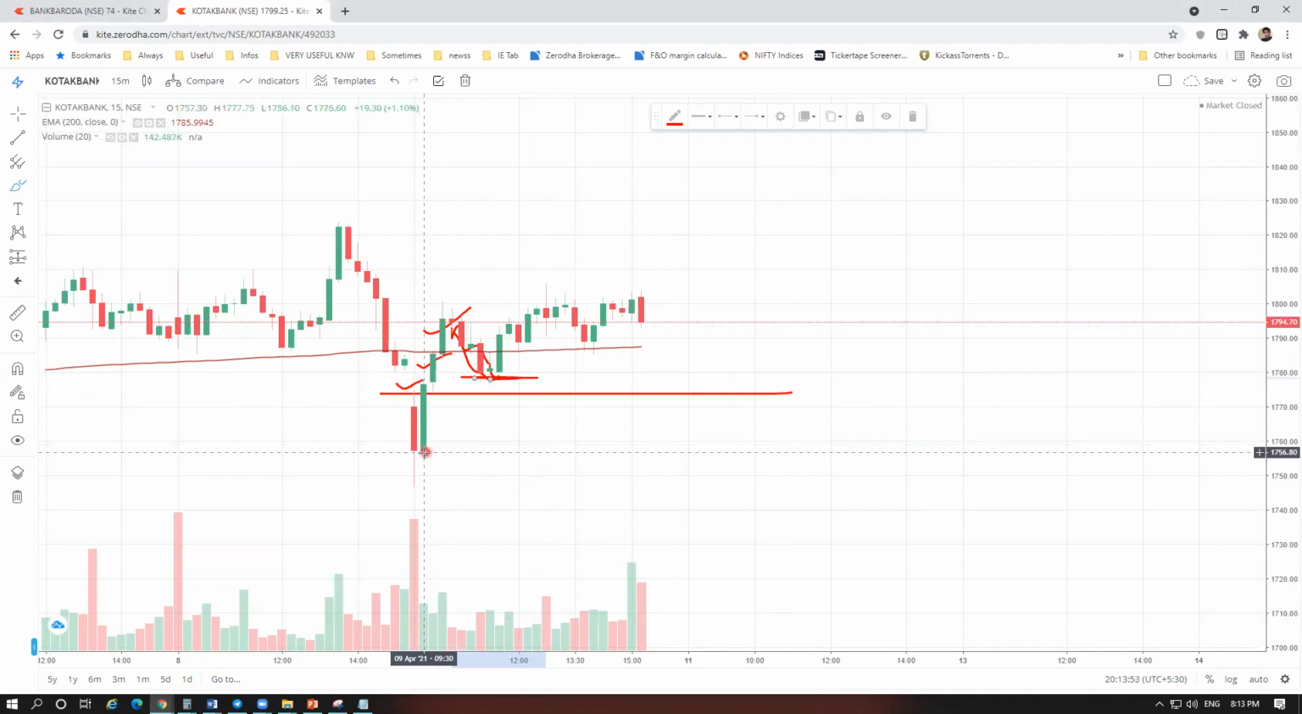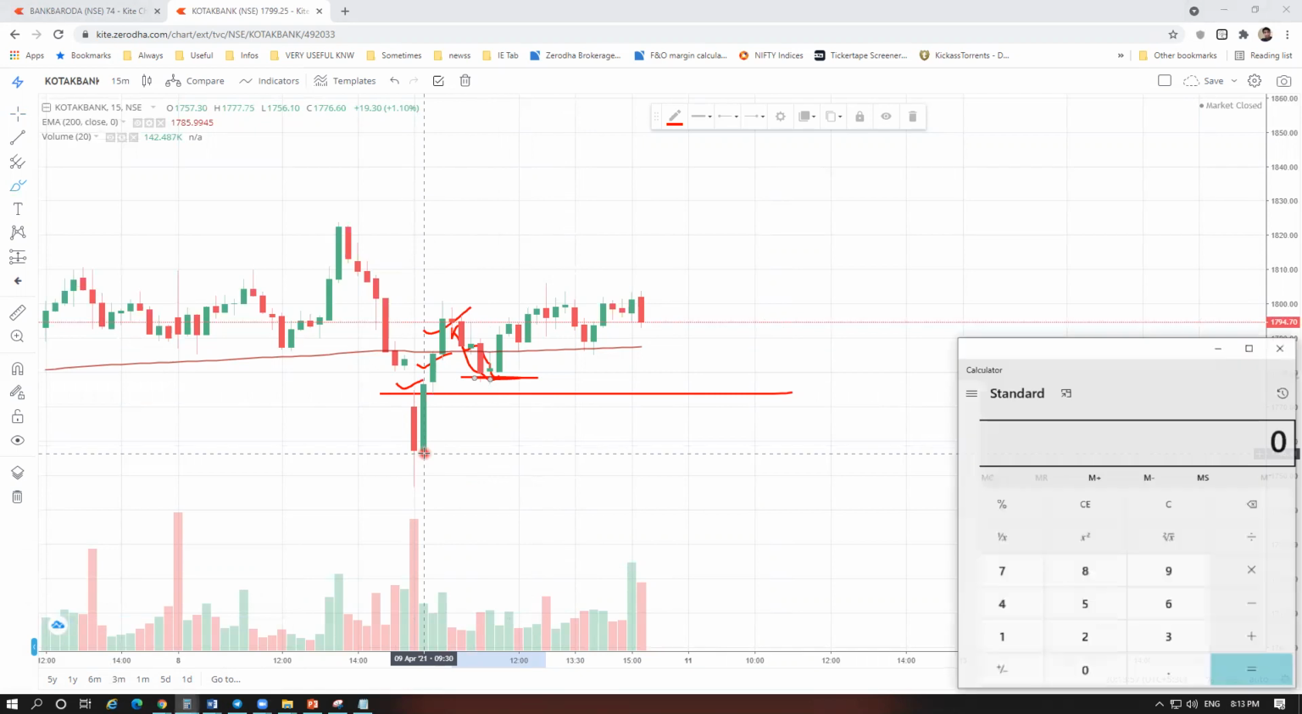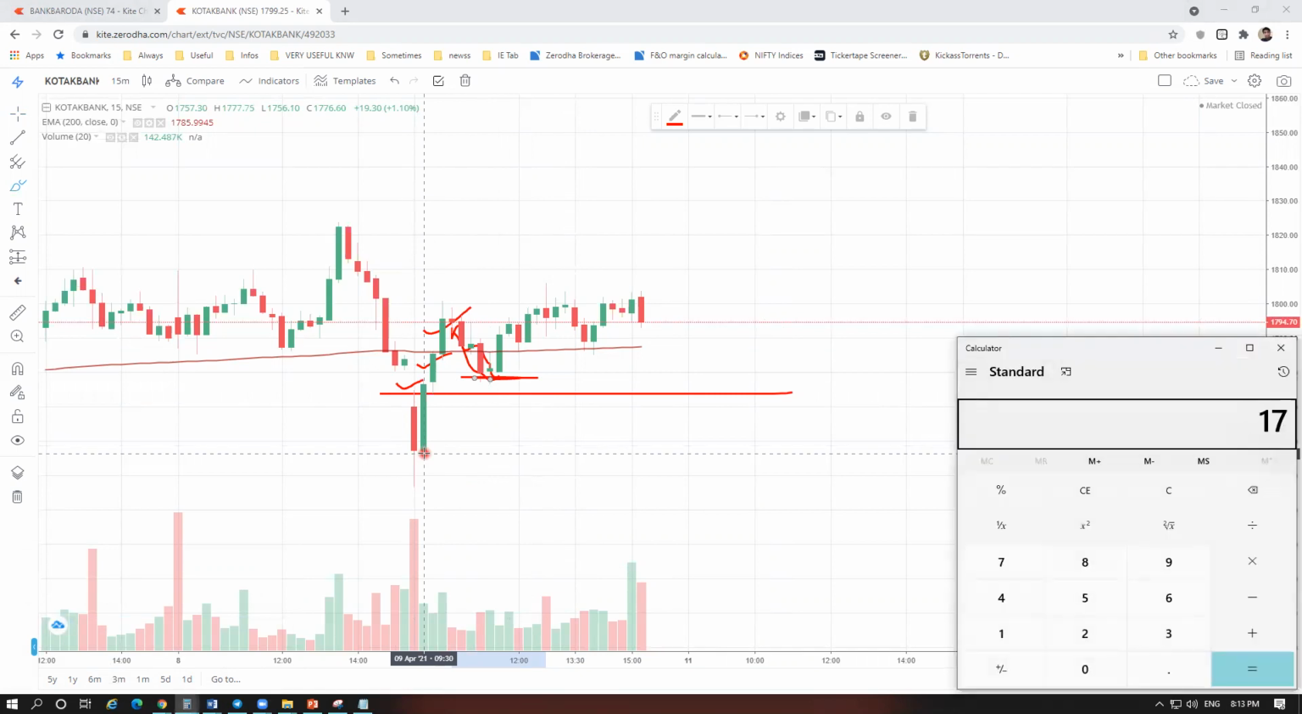Suppose you are waiting for a trade. Suppose you kept a stop loss of 1755 and taken a trade at 1780. 1780, 1755 is the stop loss, so 25 points is the stop loss. So it should be 25 points profitable for me. So 1780 plus 25, it is 1805. So 1805 is there. 1806, exactly 1 point extra.